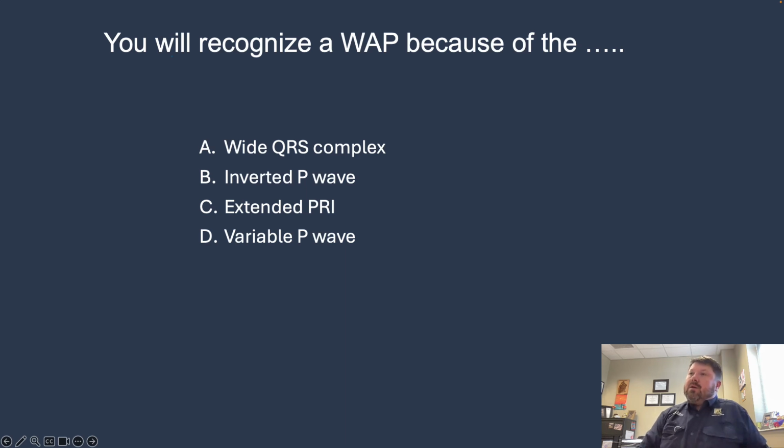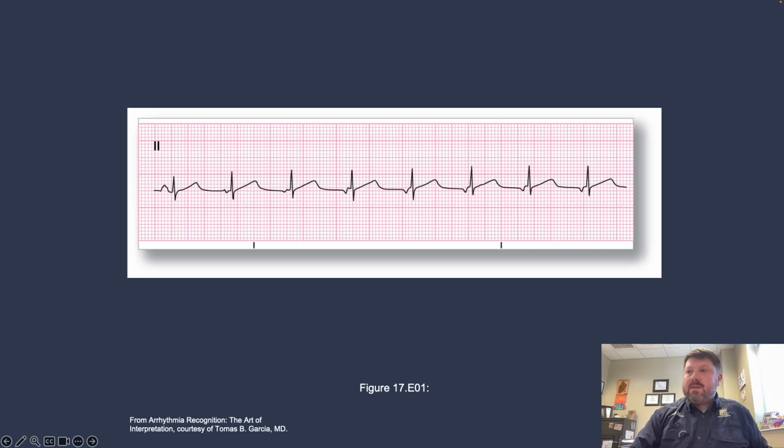So another question. You will recognize a wandering atrial pacemaker because of... and of course the answer is variable P waves. At least 3 different P waves. So some examples here. You see the difference in the P waves. I've got this one right here, and then I've got this. So I've already got at least 3 different P waves. My rate is 1, 2, 3, 4, 5, 6, 7, which is 80. As we'll see, that's going to make a difference when we talk about multifocal atrial tachycardia. And with all the other parameters, this is a wandering atrial pacemaker.